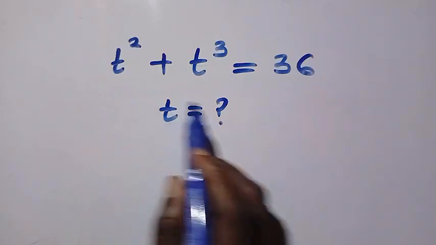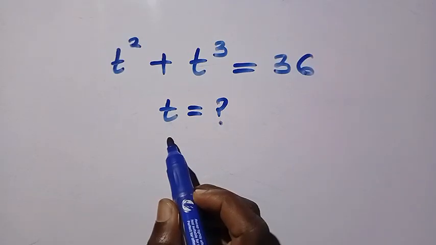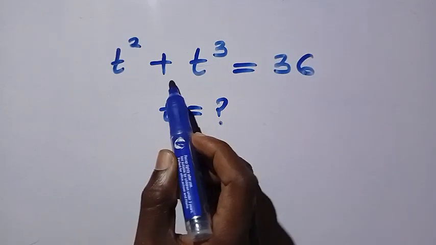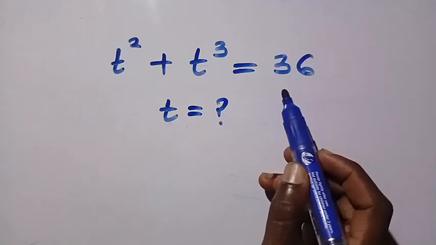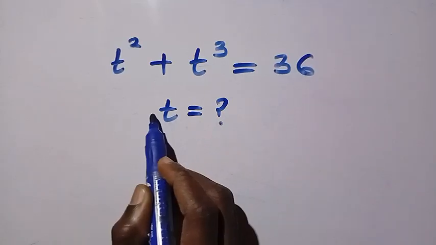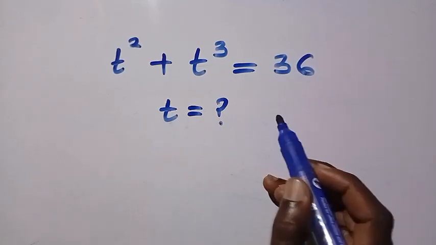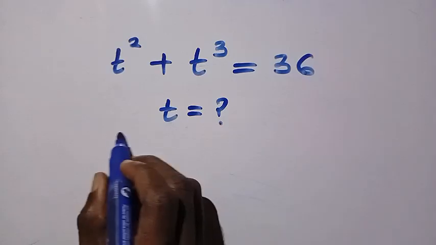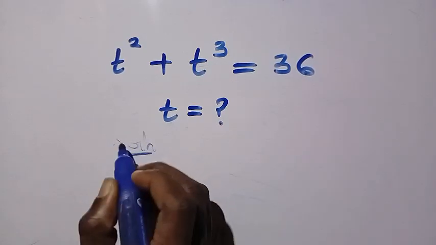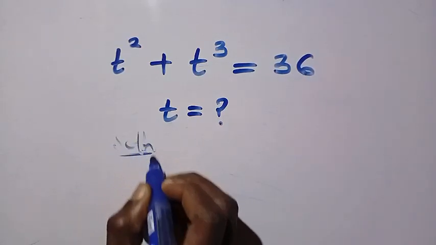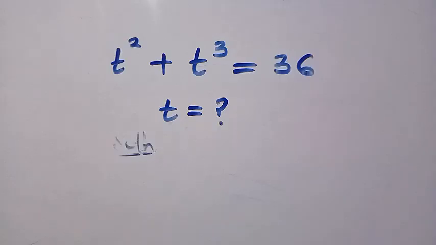Here we have a nice exponential equation: t^2 + t^3 = 36, and we want to find the value of t in this problem. Let's consider the solution first.